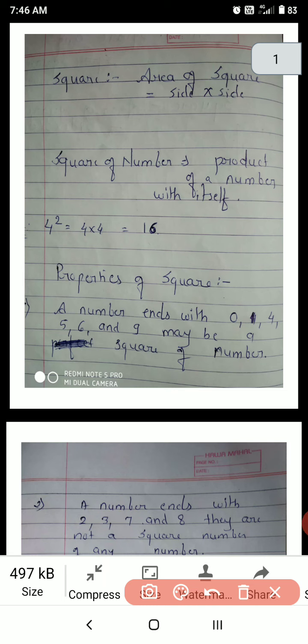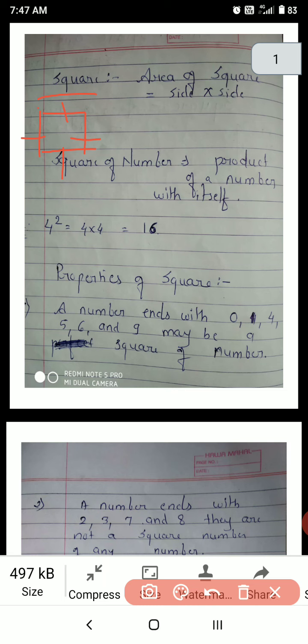Today I am going to start a new chapter, chapter number 6, square and square root. Here, square, this word, you are familiar with when we talk about the quadrilateral. So one shape is coming to us: a figure whose all sides are equal and whose all angles are equal to 90 degrees is known as a square.